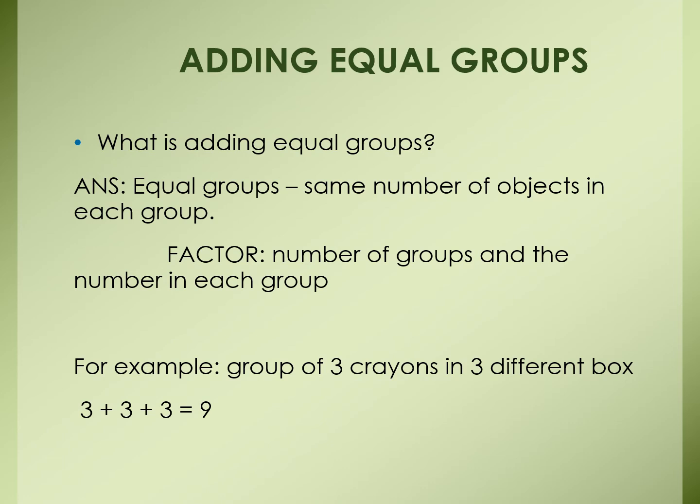Now students, why are we adding 3 plus 3 plus 3? Students, we are adding 3 plus 3 plus 3 because all the 3 crayons are in different boxes. So we want to add all the 3s in all the boxes together. So we will be adding the equal groups. Here I have taken the example of crayons, which is 3 plus 3 plus 3, and which will come out as 9.